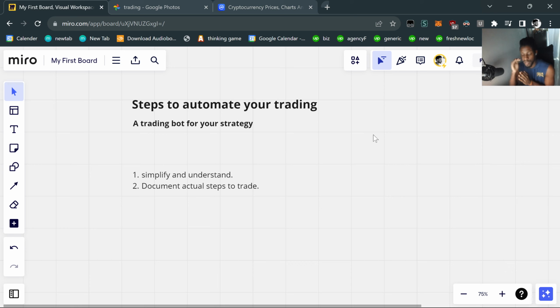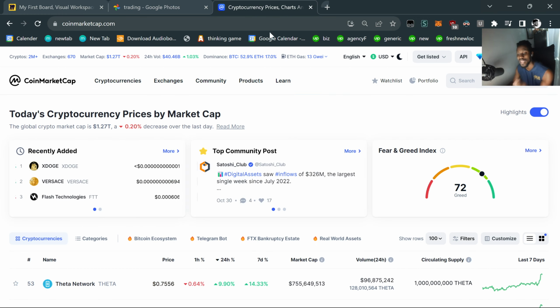You want to be very clear and specific about what things you do to get you into a trade, and if that's not happening, then you're not in a trade, because that's the way you want to develop your trading algorithm, right? So again, step one, you want to simplify and understand it for yourself. Step two, you want to do an actual trade, so just on a day when you are trading.